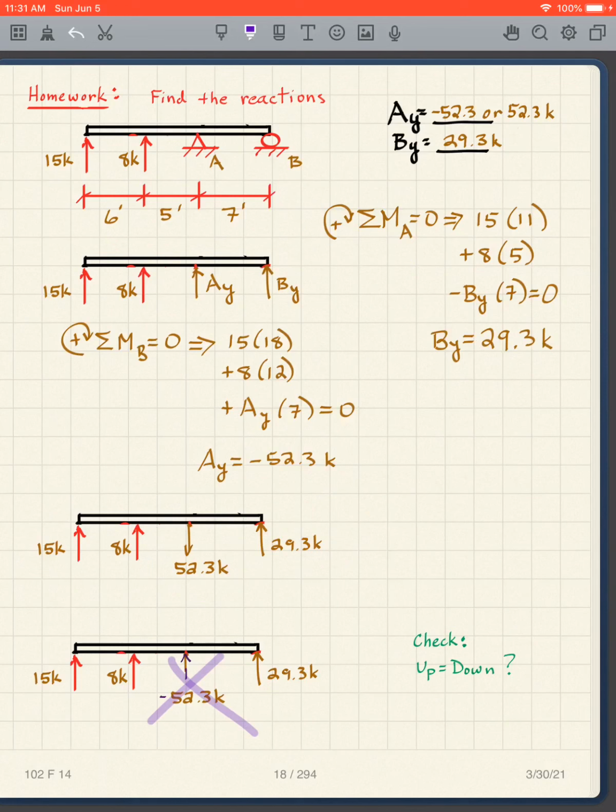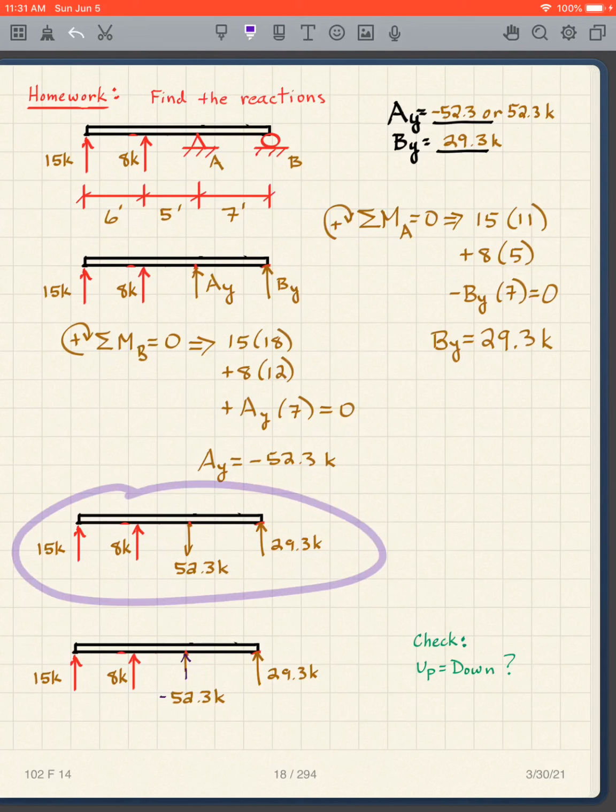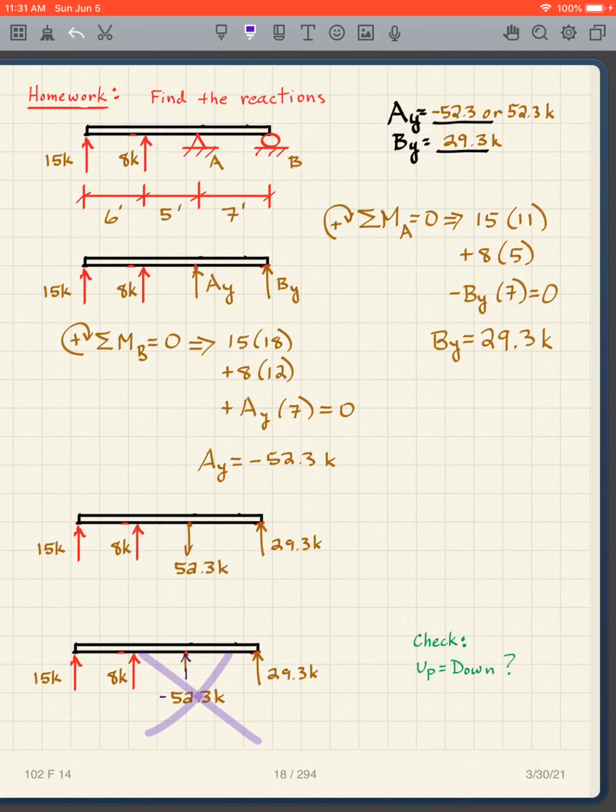We don't want to do this. I don't want you to show this negative 52.3 pointing upward, okay? Technically it's correct, but it's non-standard, so I don't accept it. You have to show positive numbers in your free body diagram. I don't want to see any negative numbers. I'll take points off if you show negative numbers in your final free body diagram.